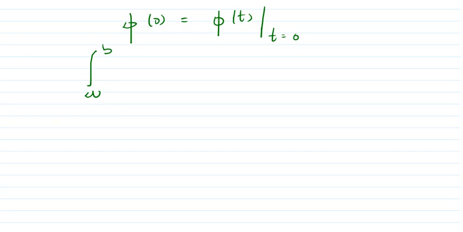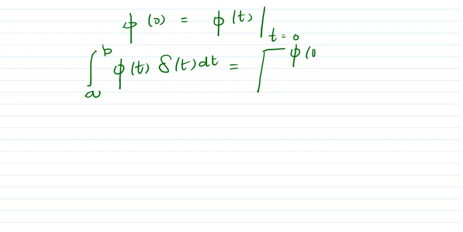So what is basically this phi naught? It is basically phi t when you are putting t equals to 0. Okay. So you can further generalize this expression. You can take the integral from a to b of phi t del t dt, that is equal to phi 0, undefined. So basically what you are getting, it is from a to b.